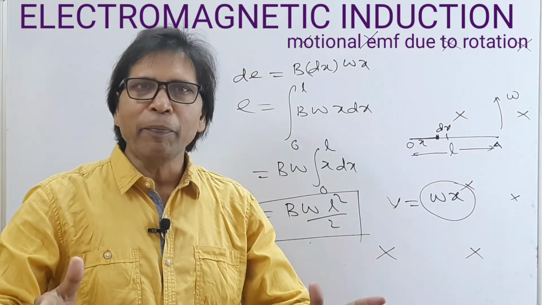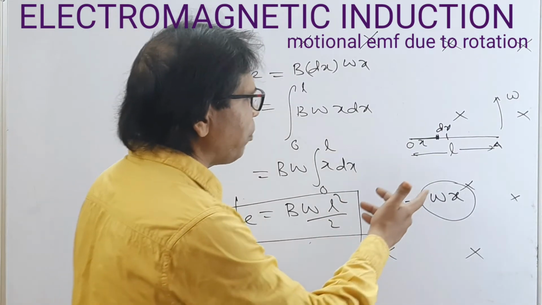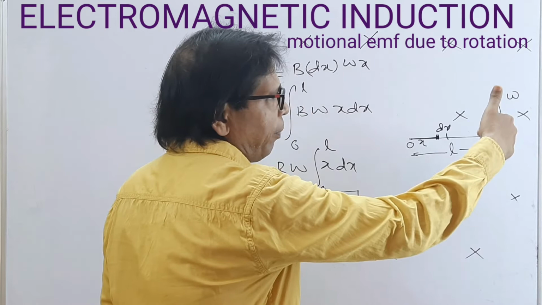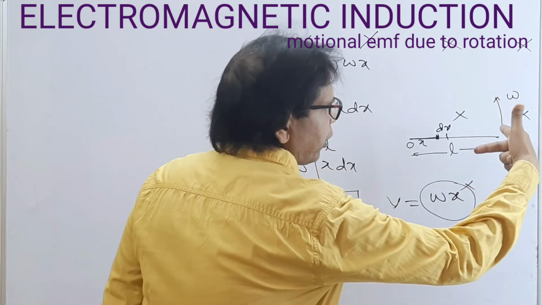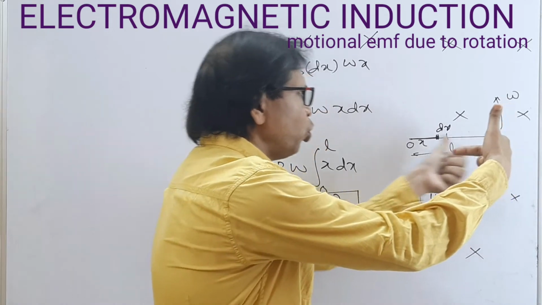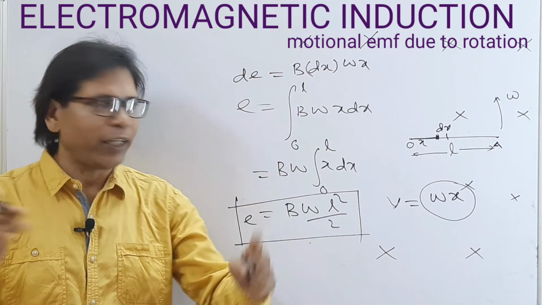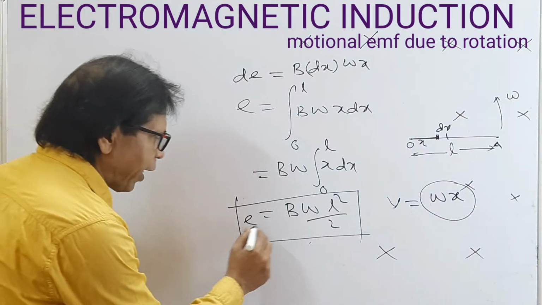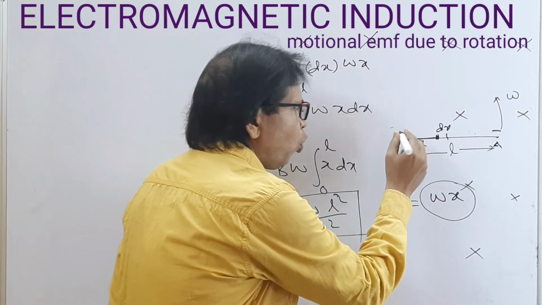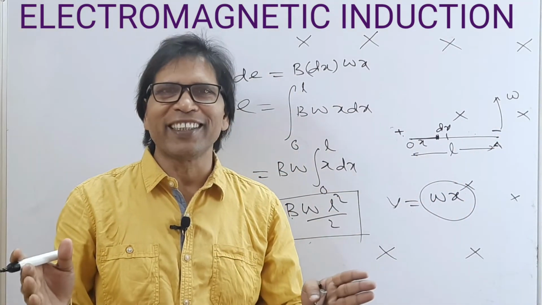Now, applying Fleming's right hand rule, the direction of motional EMF: this is the motion of the conductor, this is the magnetic field. So, the direction of induced EMF is directed from A to O. Okay. So, the conductor acts as a battery of EMF E equal to B omega L square by 2. So, O is at higher potential and A is at lower potential.